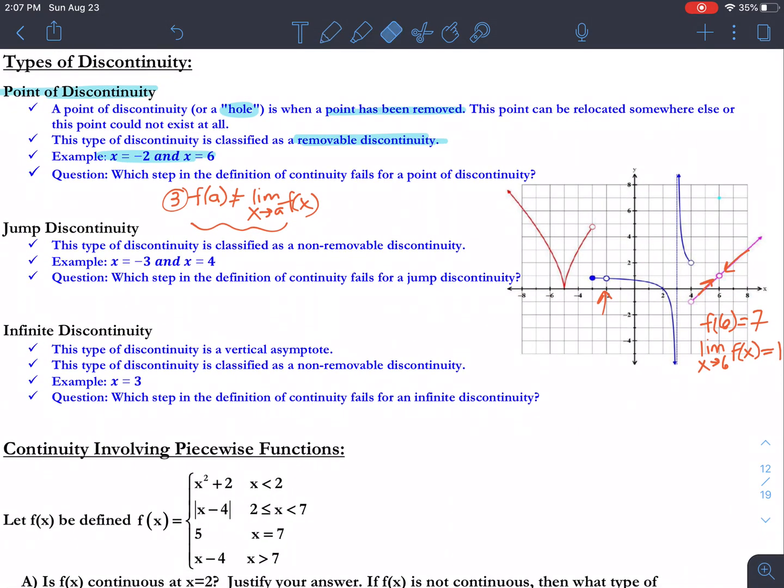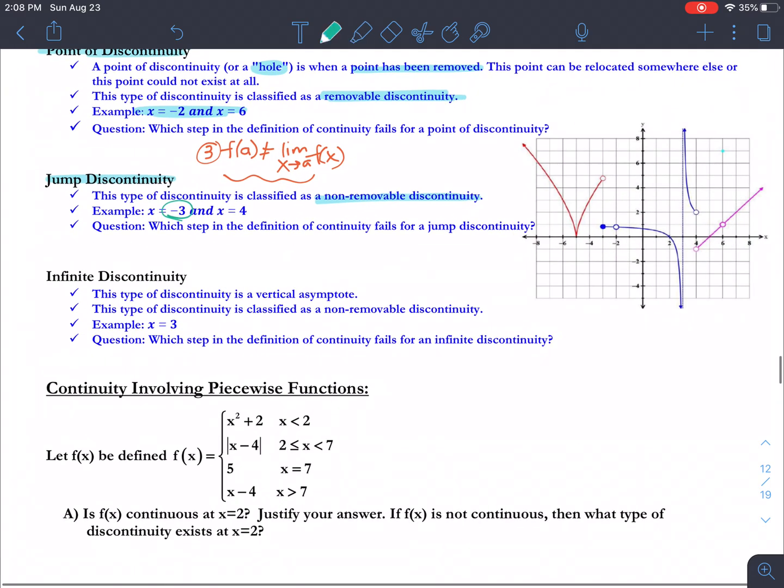Let's take a look at a jump discontinuity. A jump is, again, think of your pencil having to jump the paper. So if I was going towards negative 3 and I had to pick up my pencil and jump to continue, okay, that is a jump discontinuity. So example at negative 3 and at 4. Coming this way, coming this way, coming this way, jump, pick up your pencil, continue the graph. Okay, so this is called a non-removable discontinuity, as a heads up. Okay, remember, point of discontinuity was removable.